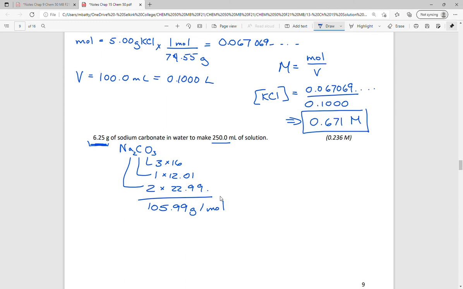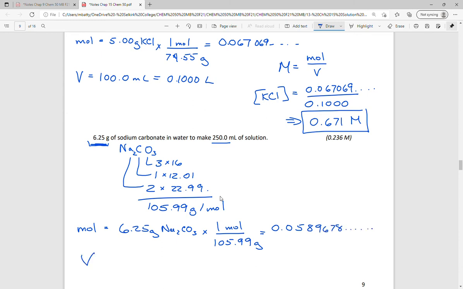So now, if I want to figure out my moles of sodium carbonate, I'd have 6.25 grams of the sodium carbonate, and I can use my molar mass to convert to number of moles. I'm going to keep this number in my calculator. I'm writing it out in the notes here just for transparency. 0.0589678, and so on.